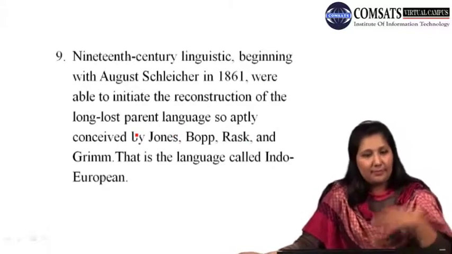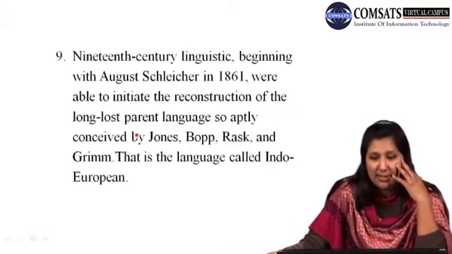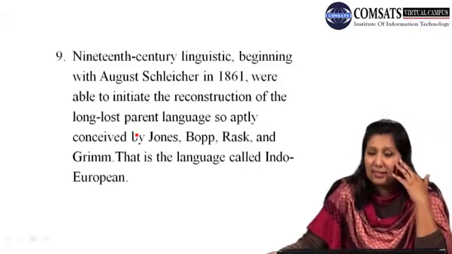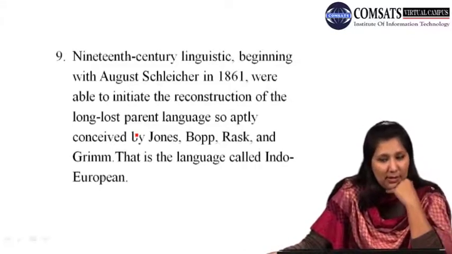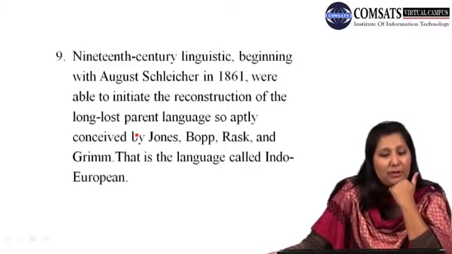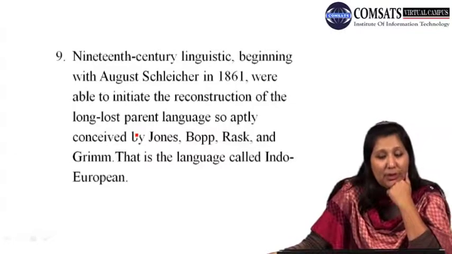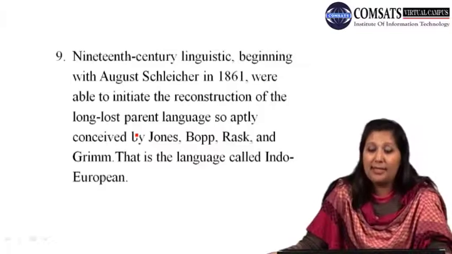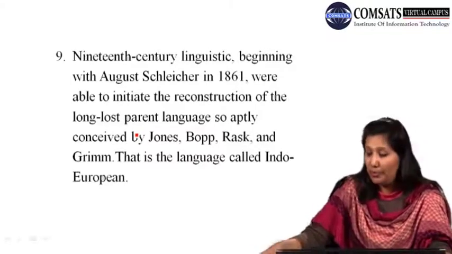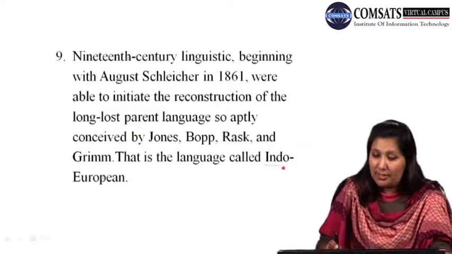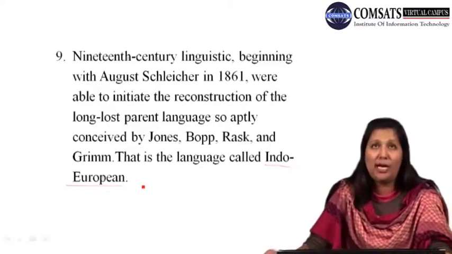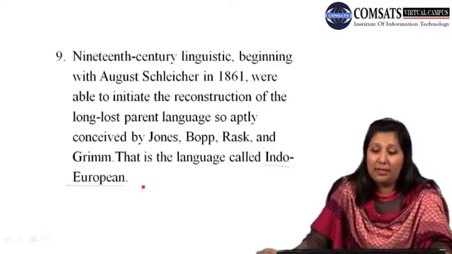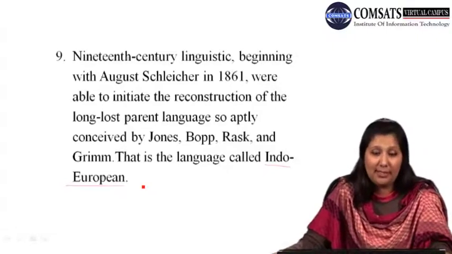daughters and sons. In 19th century linguistics, beginning with August Schleicher in 1861, scholars were able to initiate the reconstruction of the long lost parent language, so aptly conceived by Jones, Pope, Rask and Grimm. That language is called Indo-European. They were able to jot down the main history of the Indo-European languages in this century.